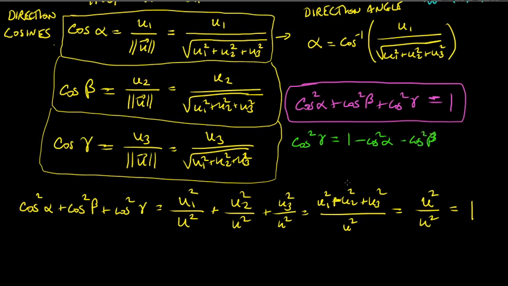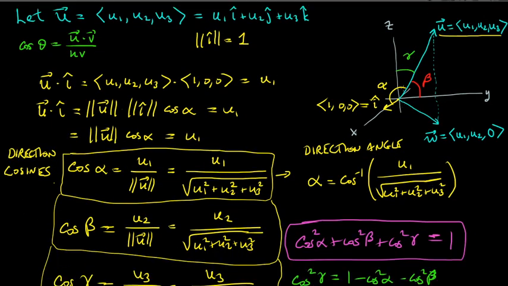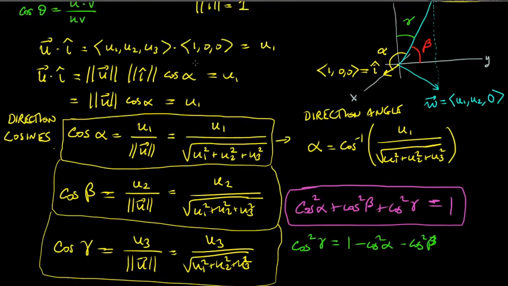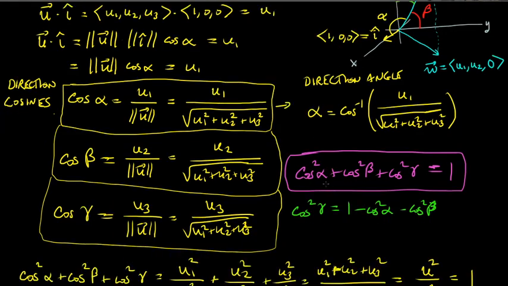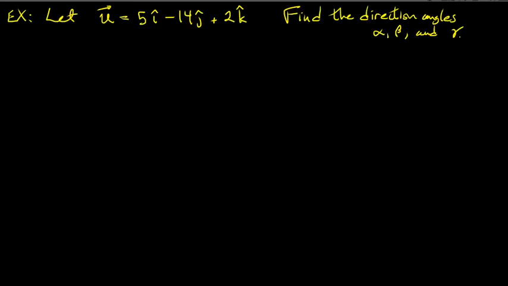And then taking the square root, and then taking the arc cosine, right? So that just gives you the relationship between the three direction cosines. Quick example, maybe. Okay, so here's a vector. It has components 5, negative 14, and 2, and we want to find the three direction angles.